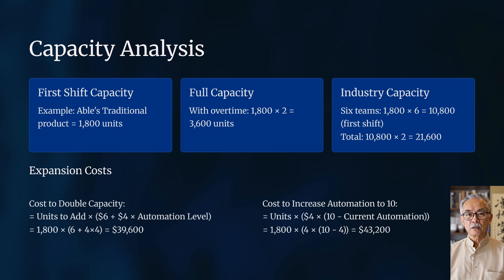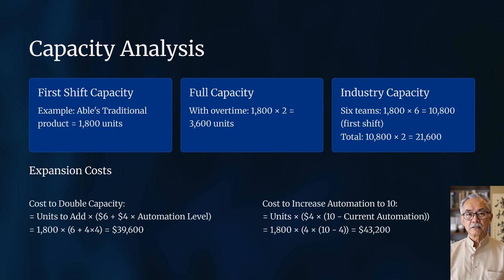Next, let's talk about automation. Automation ranges from 1, manual labor, to 10, fully automated. You can find this in your production report. Let's say your automation level is 4.0.